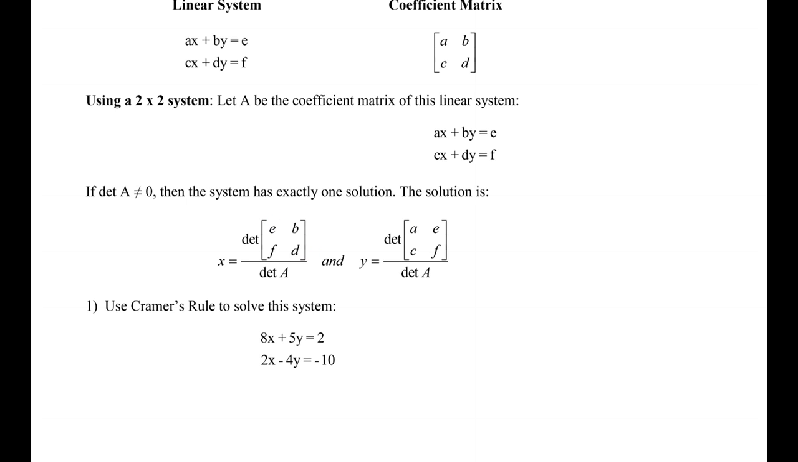Notice that both of these matrices leave out the coefficients that include the variable you're solving for. The first one is missing A and C, which were the coefficients in front of x, and the second one is missing B and D, which were the coefficients in front of your y.